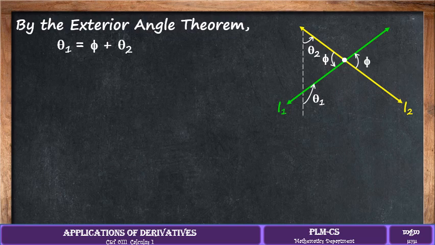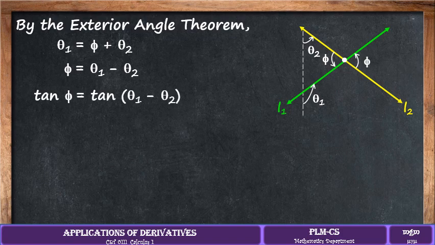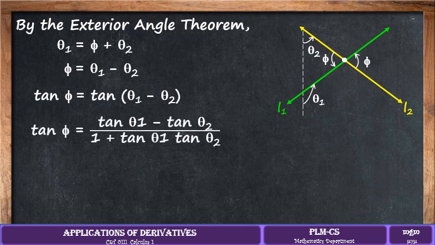Transposing theta sub 2 to the other side of the equation, we have phi equals theta sub 1 minus theta sub 2. Taking the tangents of both sides of the equation, we have tangent phi equals tangent of the quantity theta sub 1 minus theta sub 2. Applying the difference of two angles identity for tangent, we have tangent phi equals tangent theta sub 1 minus tangent theta sub 2 all over 1 plus tangent theta sub 1 times tangent theta sub 2.